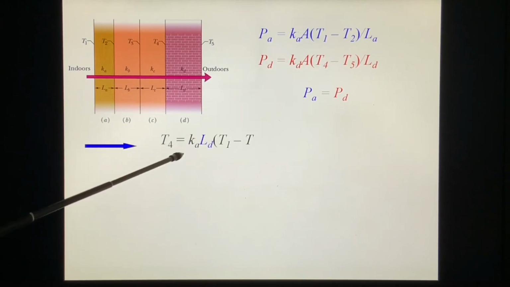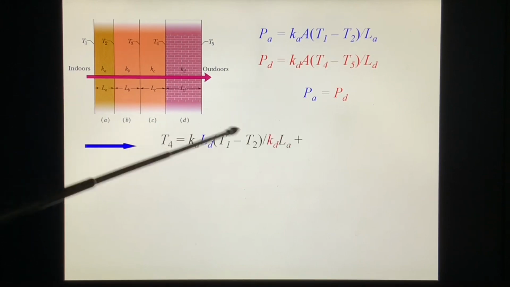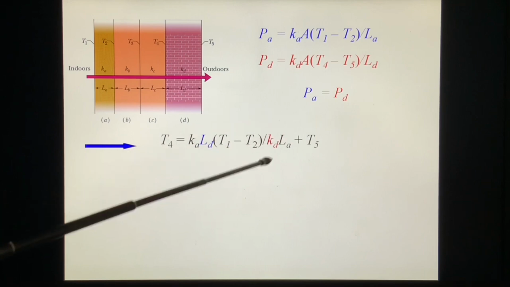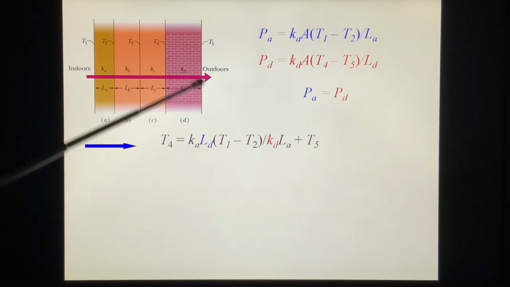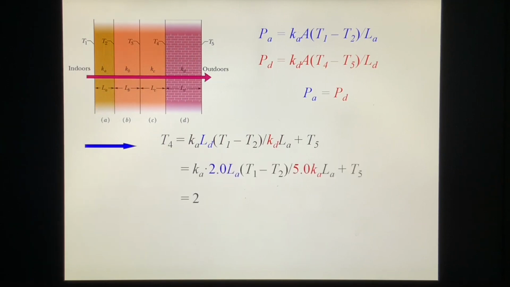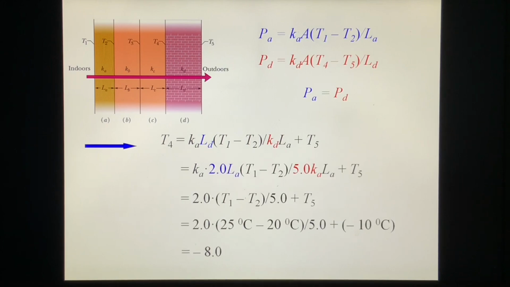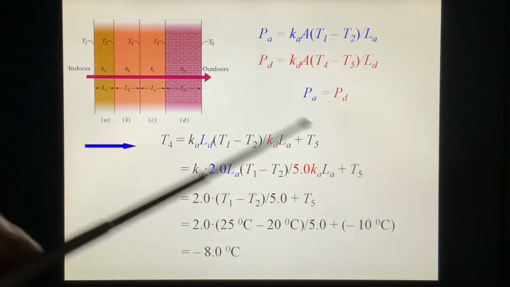T4 equals Ka Ld (T1 minus T2) over Kd La, plus T5. And then we know that Ld is 2 La and Kd is 5 Ka. So we put these numbers in, and we get T4 equal to minus 8.0 degrees Celsius. This is junior high school math, so I'm not getting into the detail. It's very easy. The key point is this. This is the physics part.